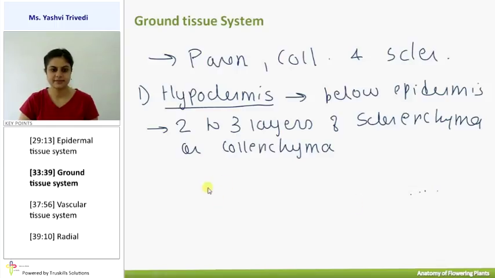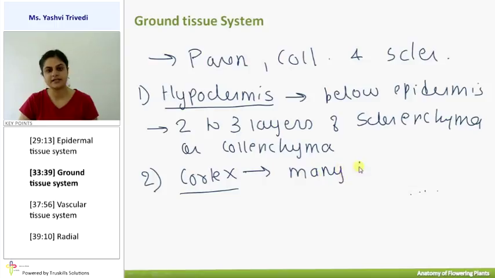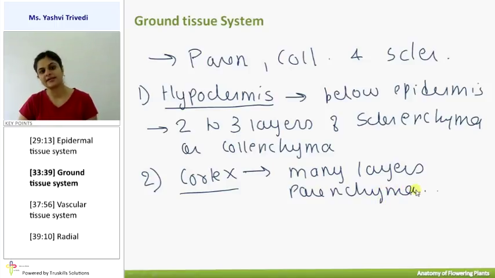The second type is cortex. Cortex is the main area of the entire ground tissue system. It comes below hypodermis. Many layers are there in the cortex, and usually they are made up of parenchyma cells. That is, they can be either closely arranged or they can be loosely arranged with some intercellular spaces in between, and they can be undergoing any type of function. The major body of any part of the plant is mainly made up of cortex.